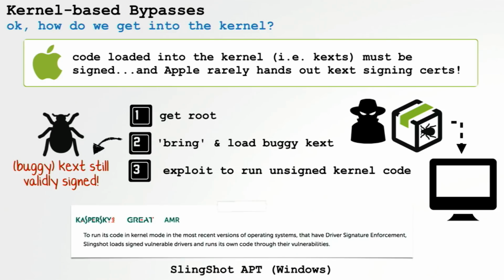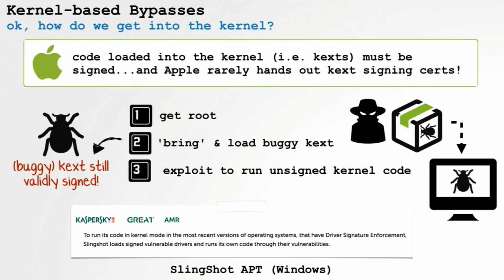Now, a valid question is, how do we get code running in the kernel? Recent versions of macOS require kernel extensions to be signed. So one way is just to bring a third-party driver that has a vulnerability along with you to the target. You then load that driver, it will be allowed because it's validly signed, and then you can exploit the vulnerability. So for example, we could bring the Little Snitch kernel extension, load it, and then exploit it. Eventually, Apple does blacklist some of these extensions, but not for a very long time, and this is obviously only if they know about the vulnerability.